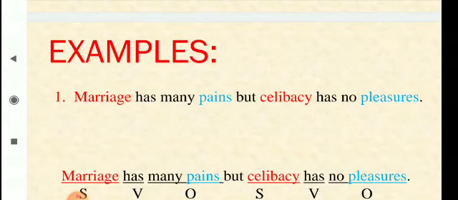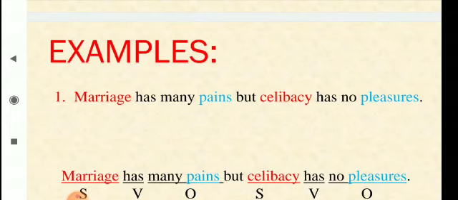In the first part, you are talking about marriage, and in the second part, you are talking about celibacy. The two opposite ideas are expressed in the same sentence. Celibacy means bachelorhood. Marriage has many pains. This is a famous line by Dr. Samuel Johnson. There are so many problems that result from marriage. But celibacy has no pleasures. But there is no pleasure in remaining a bachelor.